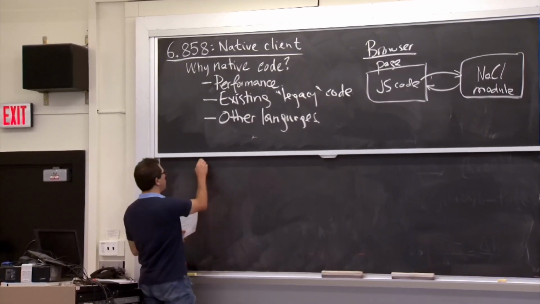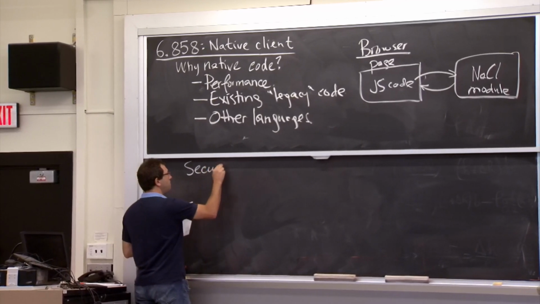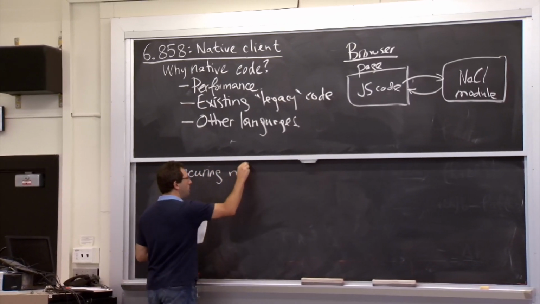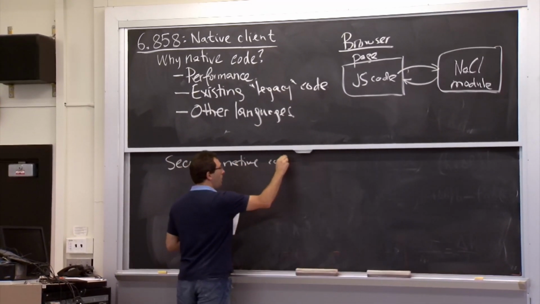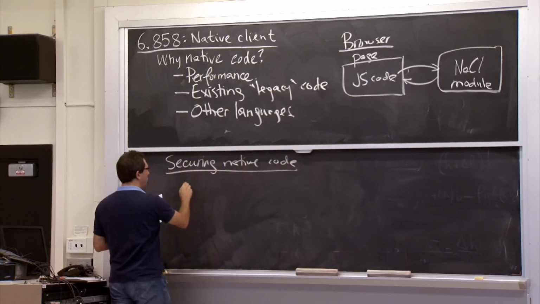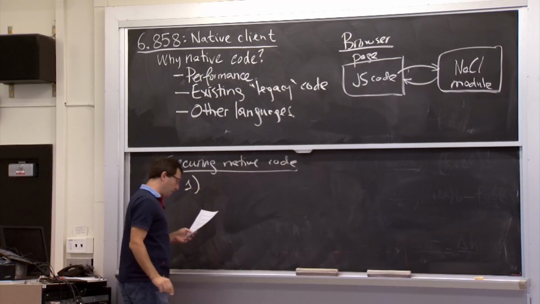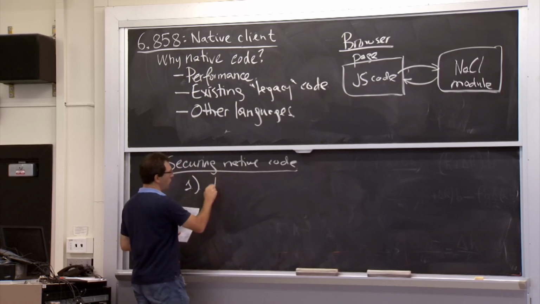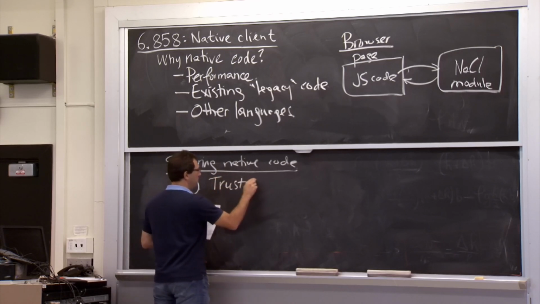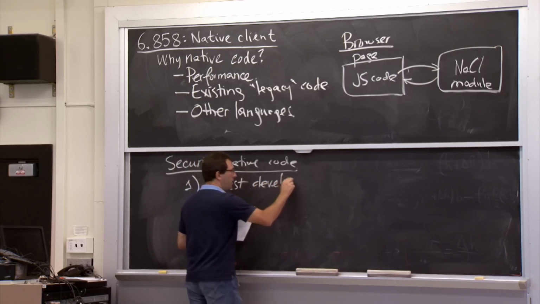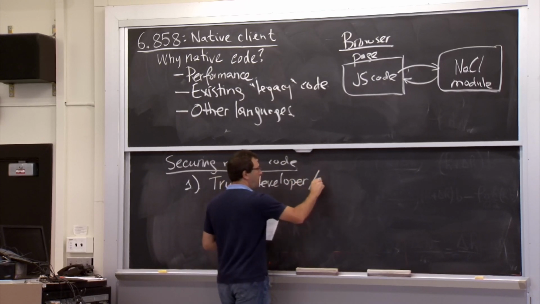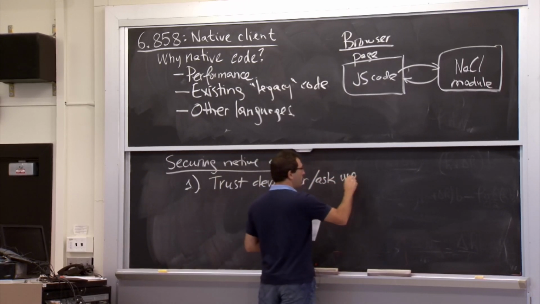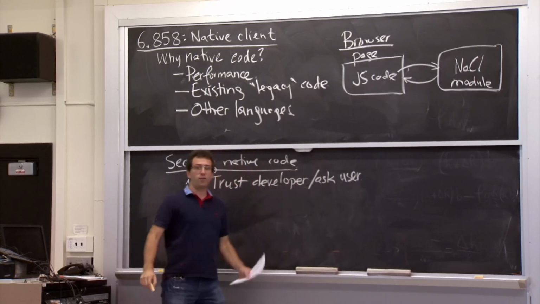So what could you do if you really want to run native code in a browser? One option that people did was to trust the developer. And maybe a variant of this approach is to ask the user whether they want to run some piece of code in their browser or not.